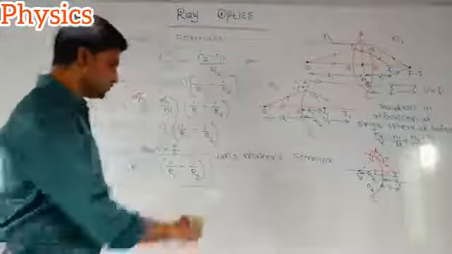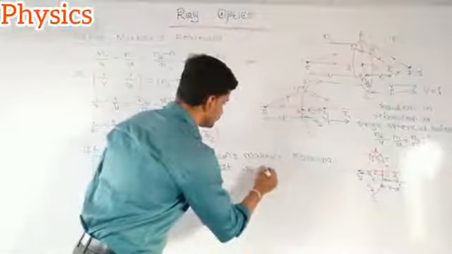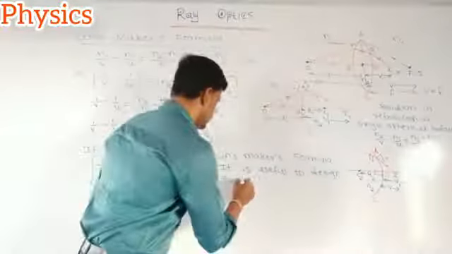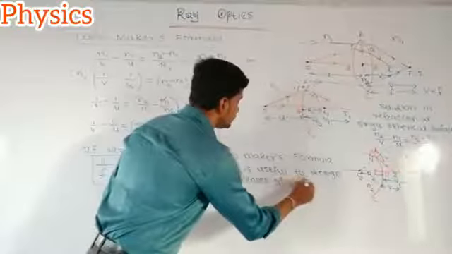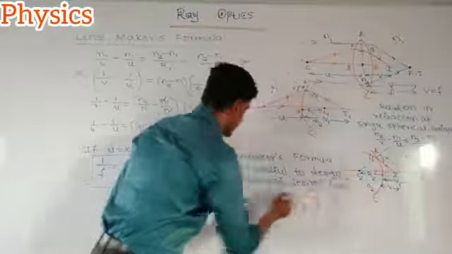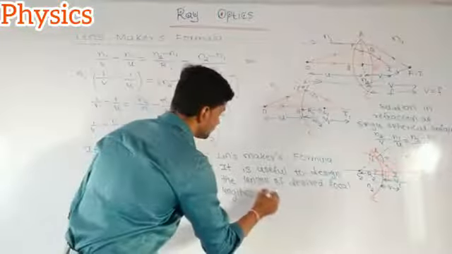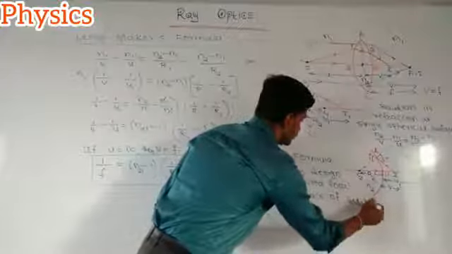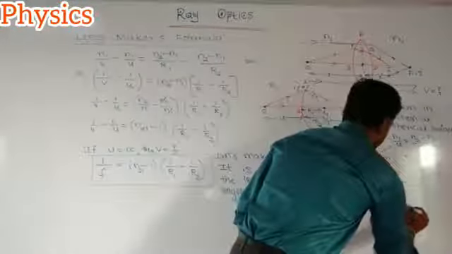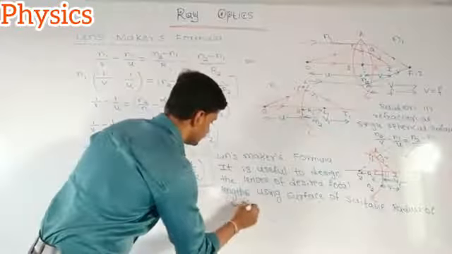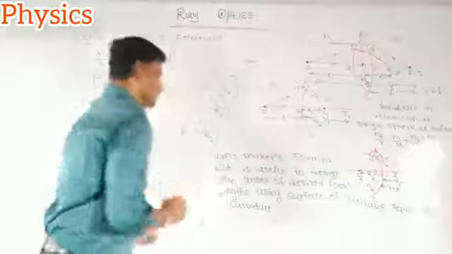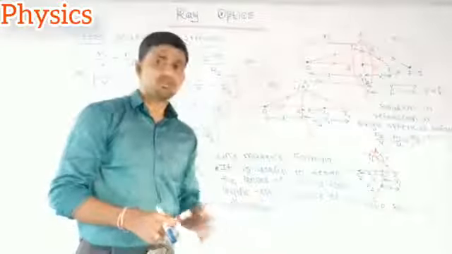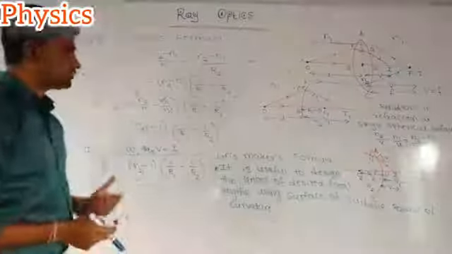And why is this equation important? That we will see. This equation is useful to design lenses of desired focal length using surfaces of suitable radius of curvature. This is the use of this equation. By using this equation, we can design lenses of desired focal length using surfaces of suitable radius of curvature. That is the use of this lens maker's formula.